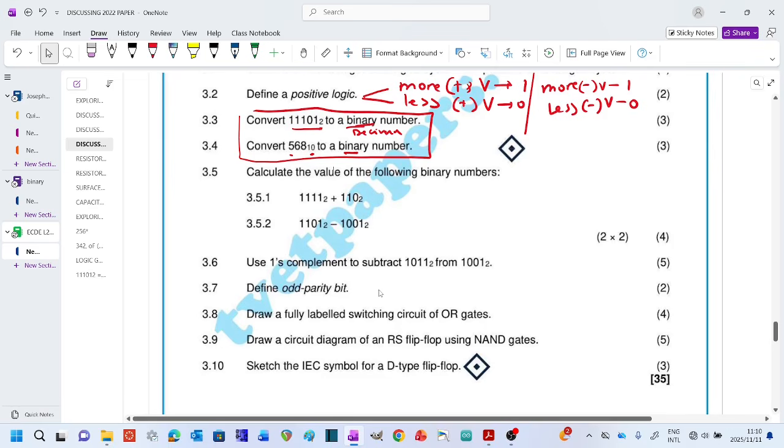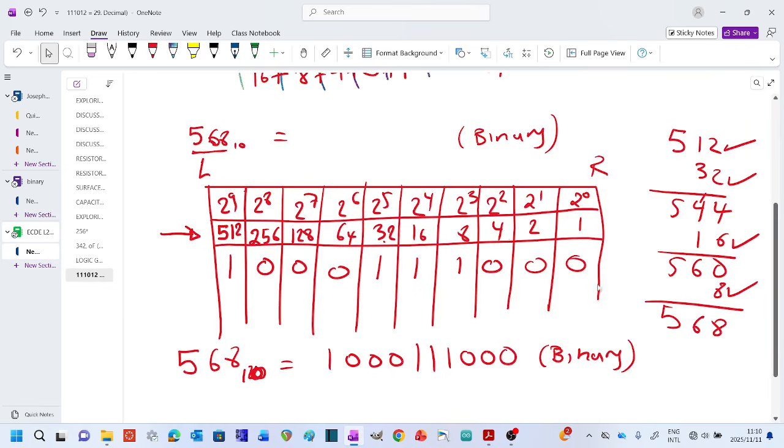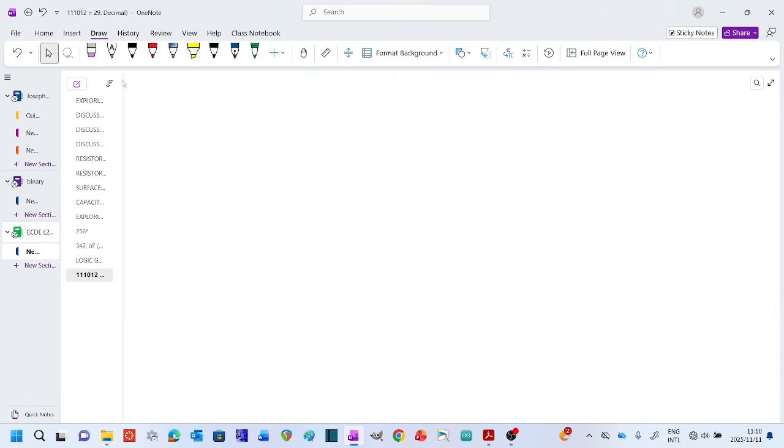There is addition, there is subtraction. So we did not do subtraction. We only did addition, and it's 2 marks each. So we only did addition, we did not do subtraction. So I'm gonna have to do that. The first question is, I'm gonna have to redo addition quickly.